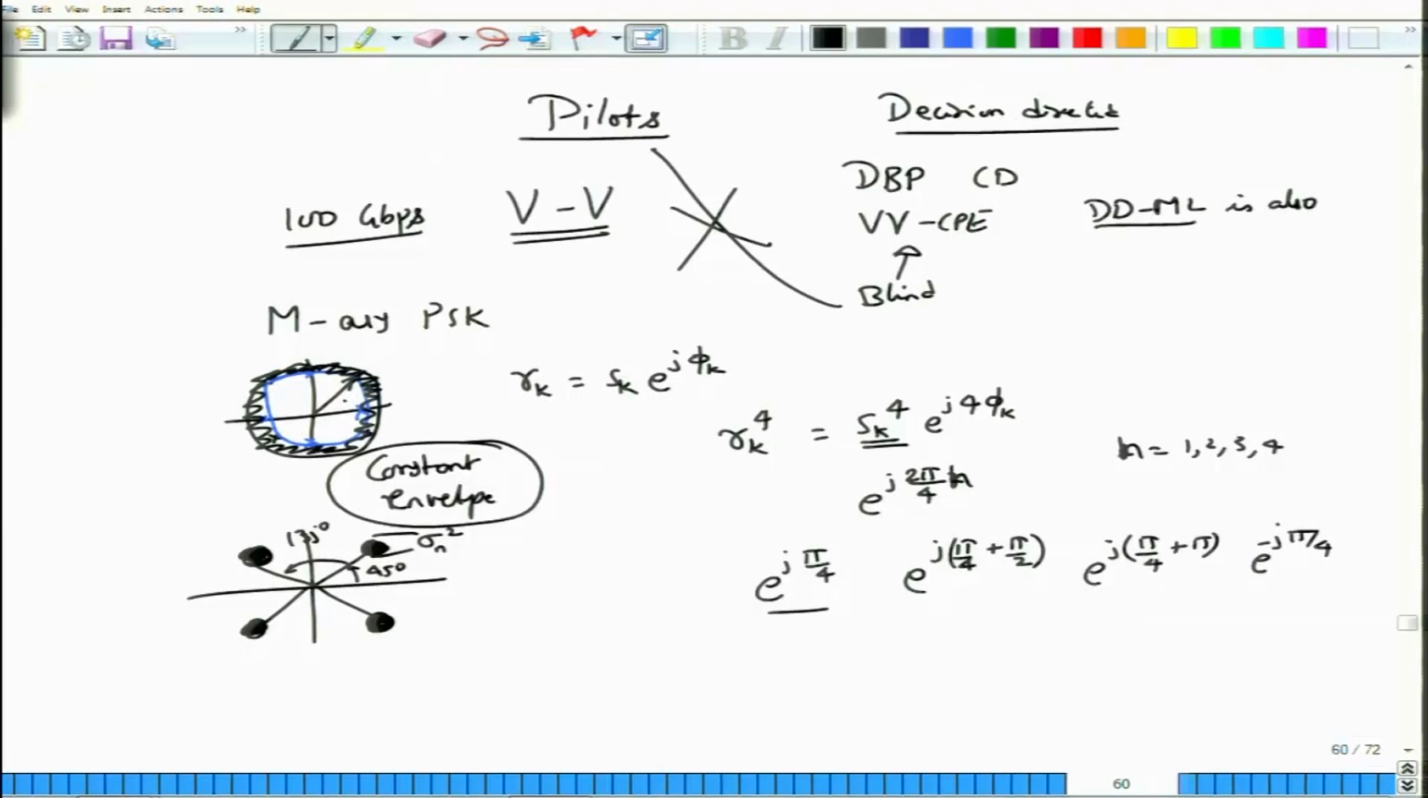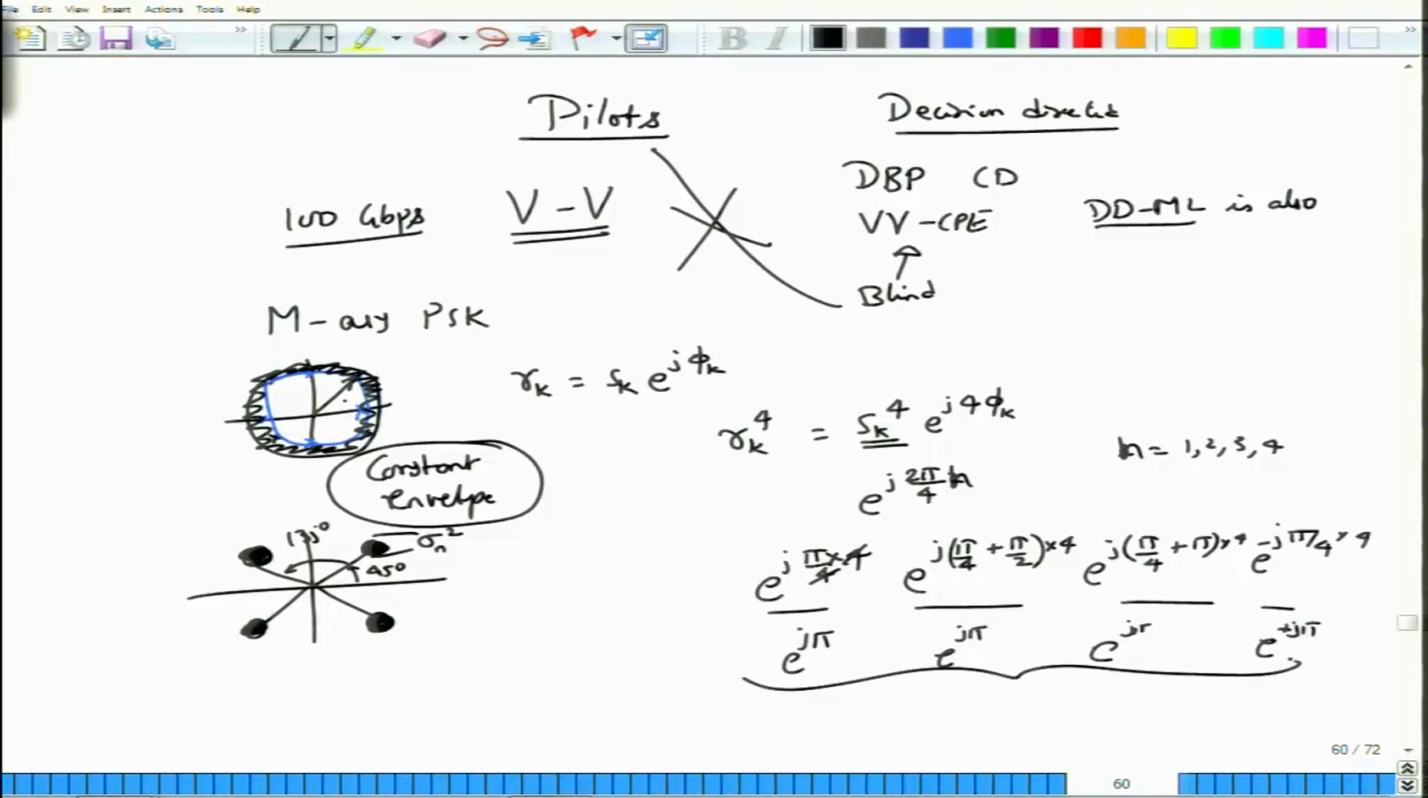So these are the 4 constellation points that I have, and when I raise them to the power 4, I am going to multiply everywhere by 4. The 4 and 4 will cancel, and this will be 2 pi. So e power j 2 pi is 1, and I will get e power j pi for each of these, and minus j pi is the same as plus j pi, because all these values after raising them to the power 4 will give me 1, or rather minus 1. And that is not really important, minus 1 or plus 1 is not really important.